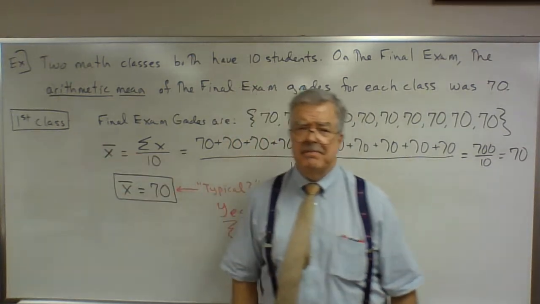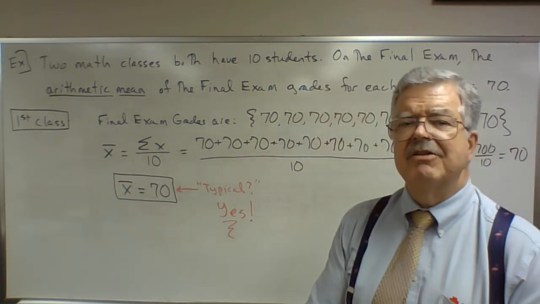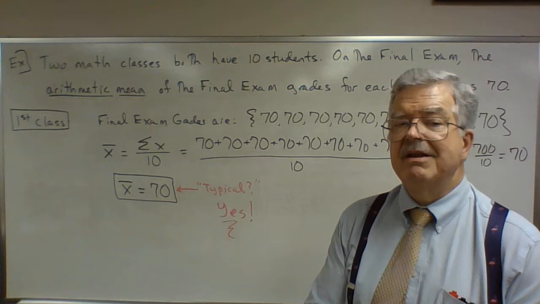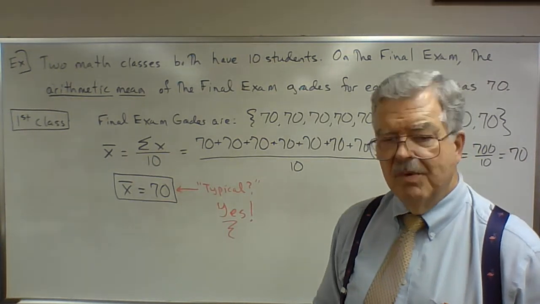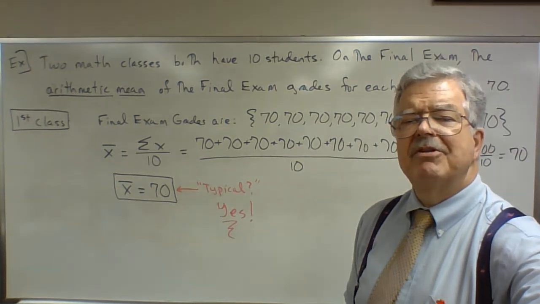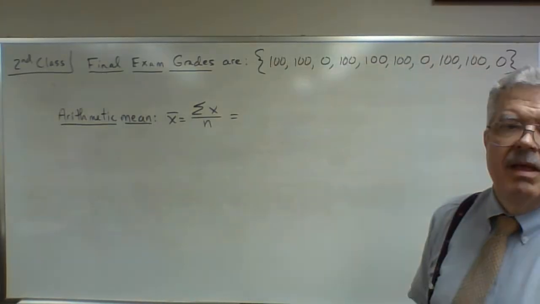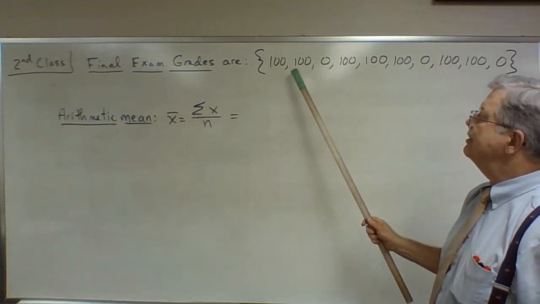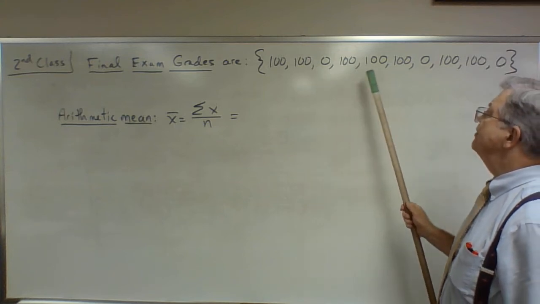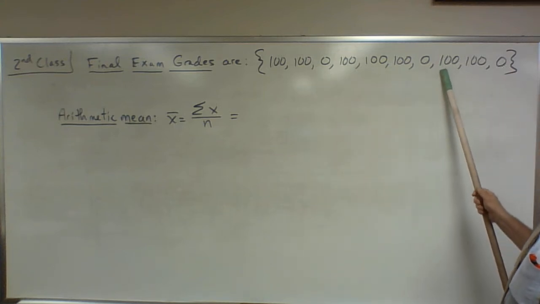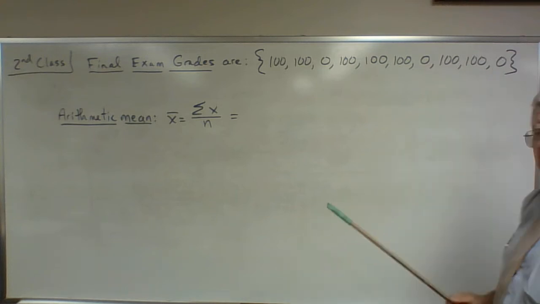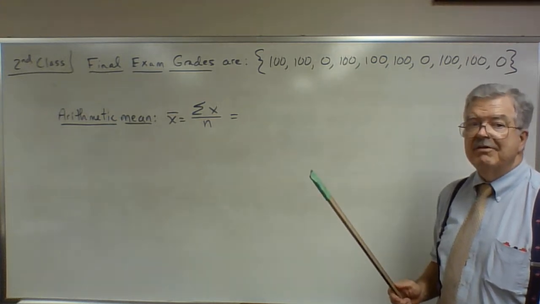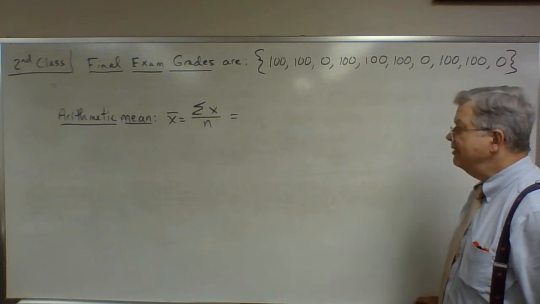So that's the first class. Remember, the second class had 10 students, and the arithmetic mean for the final exam grade in that class was a 70 also. Let's see what happens with this other class. We take a look at the second class, and the final exam grades are 100, 100, 0, 100, 100, 100, 0, 100, 100, 0. 10 students in this class, 7 of them got 100, 3 of them got 0.